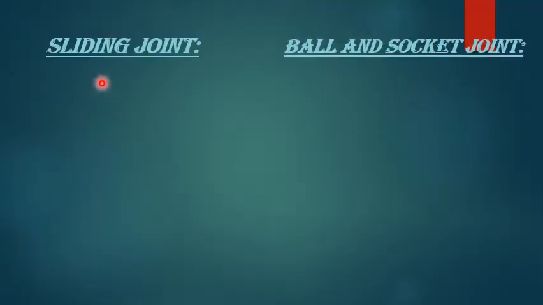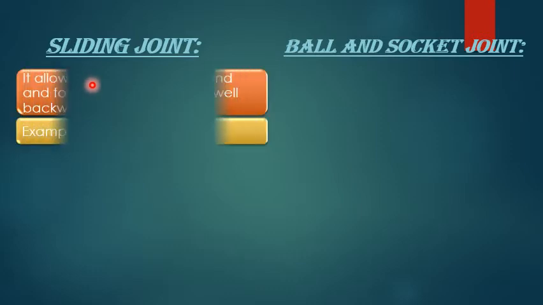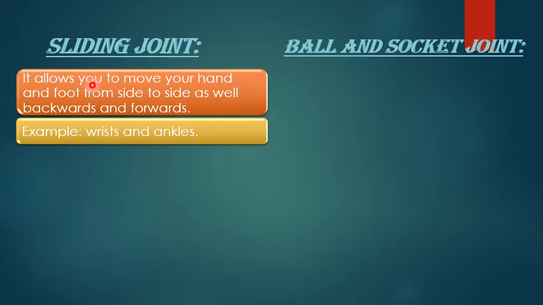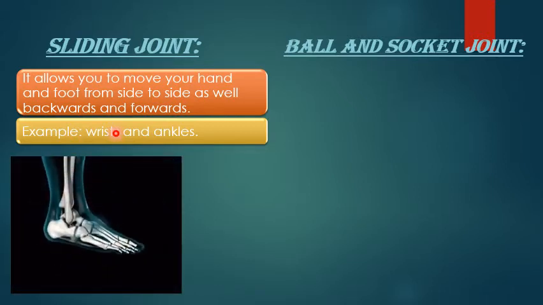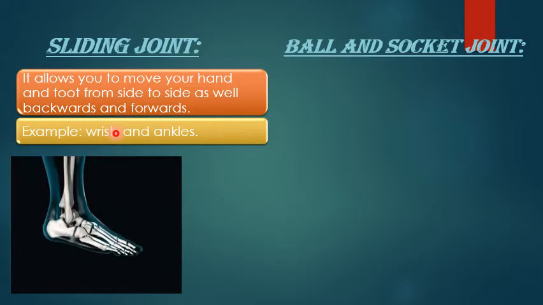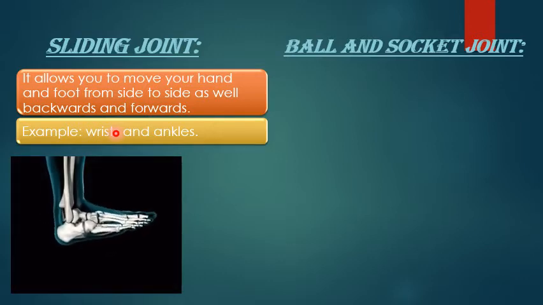Here are the rest of the two joints according to your book: the sliding joint and the ball and socket joint. First of all, we are going to learn the sliding joint. It allows you to move your hand or foot from side to side as well as backwards and forwards. The examples are wrist and ankles. Here you can see how we can move our ankle bones.